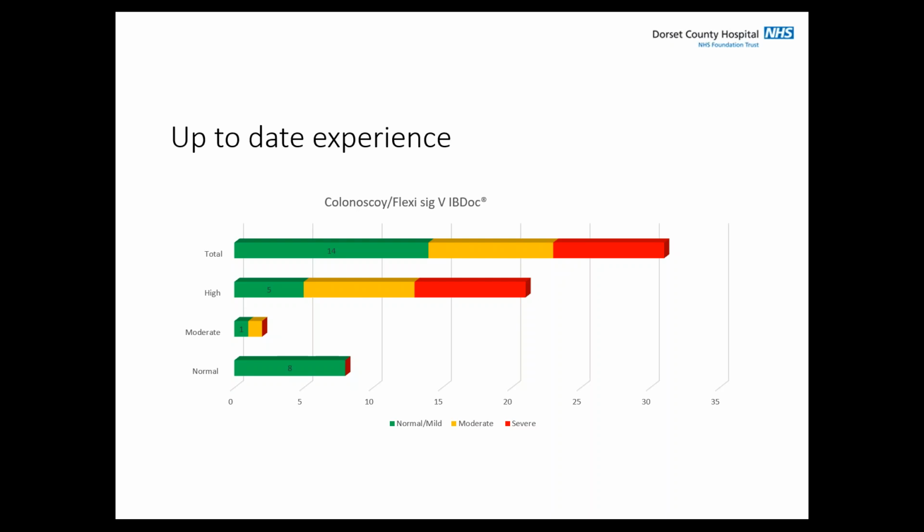There were some normal colonoscopies where there had been a high result, but those high results were accounted for by other causes, so either infection or constipation were the main causes for that.